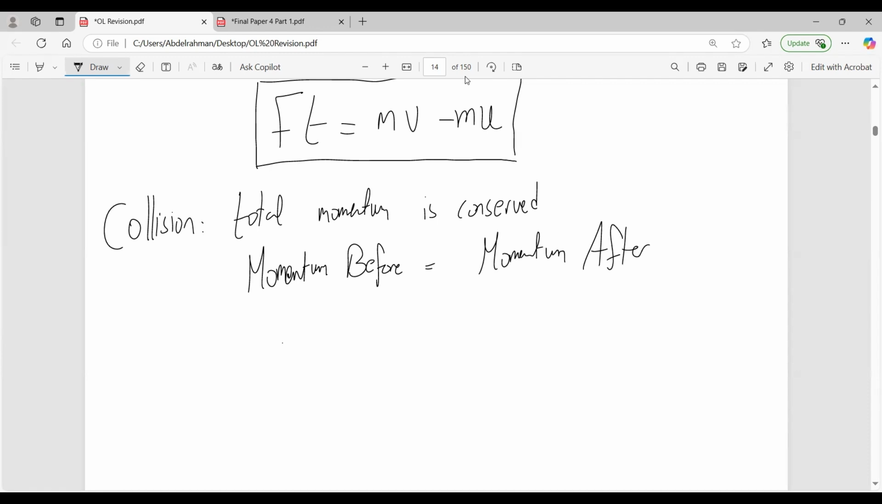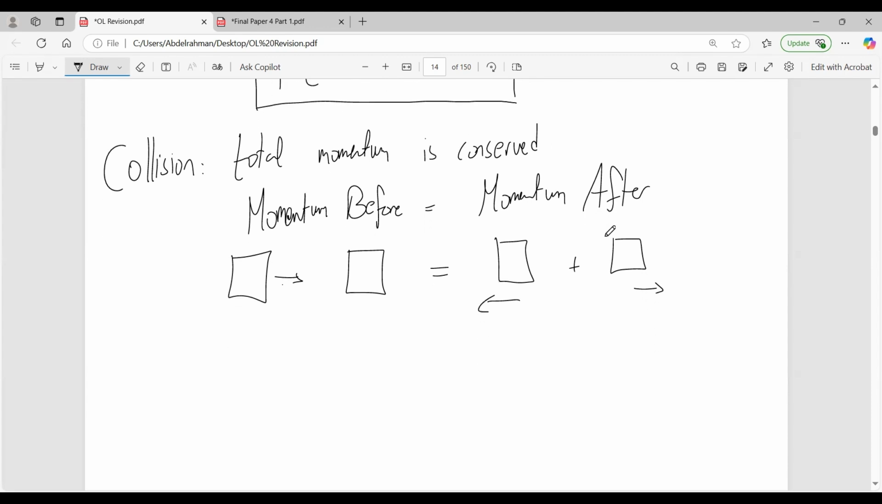So if I have two objects, object 1 and object 2, colliding with each other, the total momentum is conserved. After the collision, if you have two objects, one of them moving in one direction and the other moving in the other direction, or if the first one was at rest, whatever, the total momentum is conserved. Can I find the momentum of each object? Yes, you can find the momentum of each object.